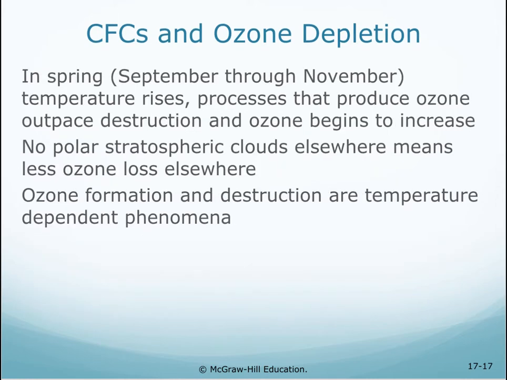In the spring, which is September through November in the Southern Hemisphere, the temperature rises. Processes that produce ozone outpace the destruction, and ozone begins to increase. There are no polar stratospheric clouds elsewhere, which means less ozone loss elsewhere. Ozone formation and destruction are temperature-dependent phenomena.